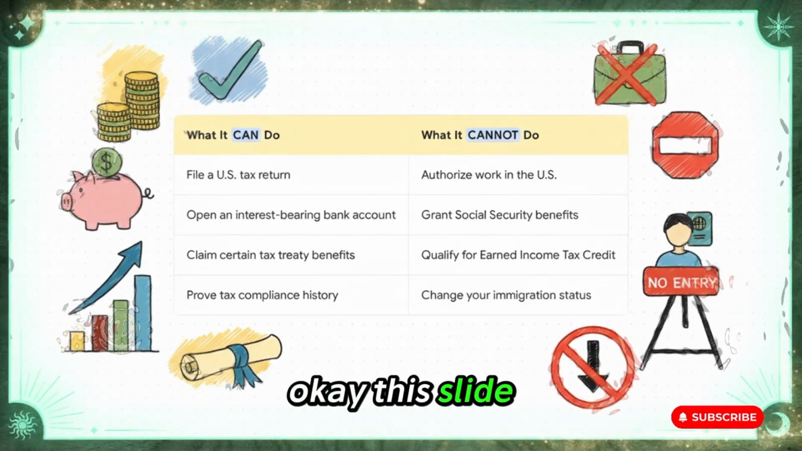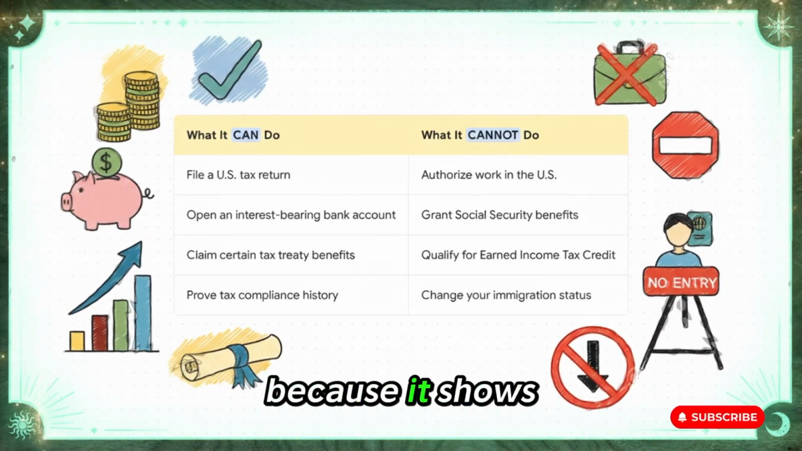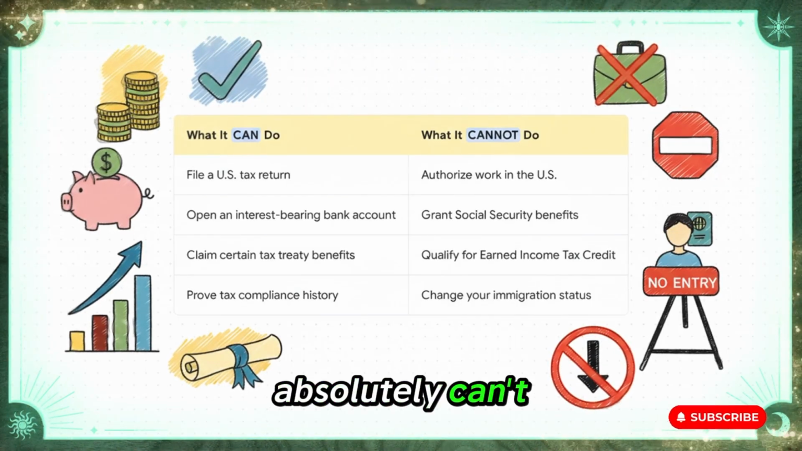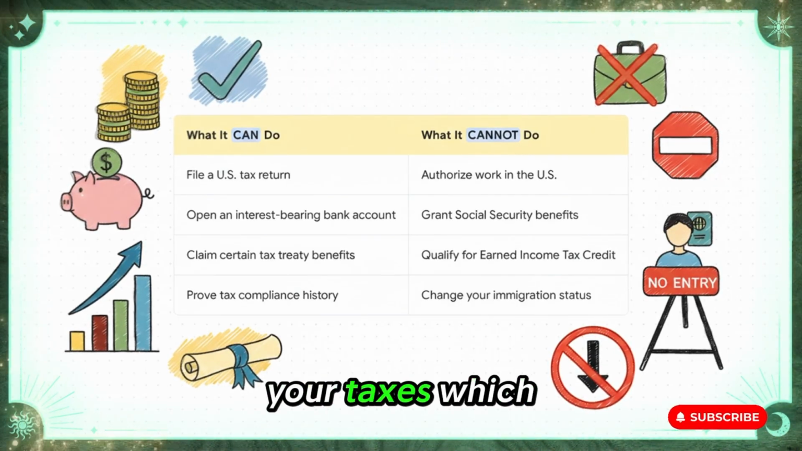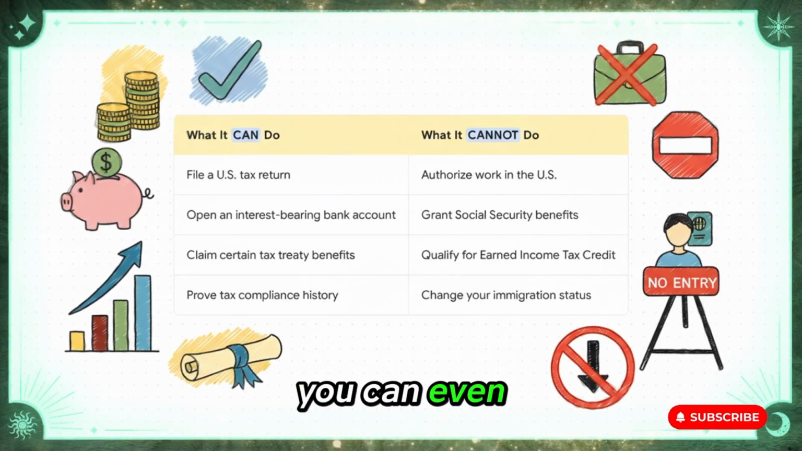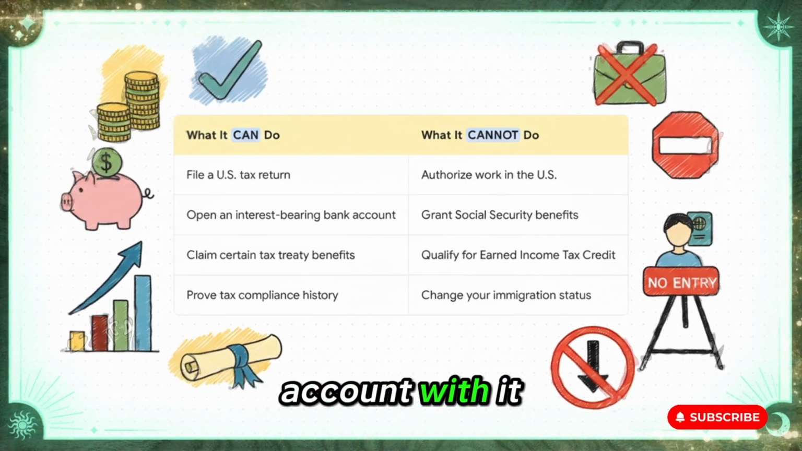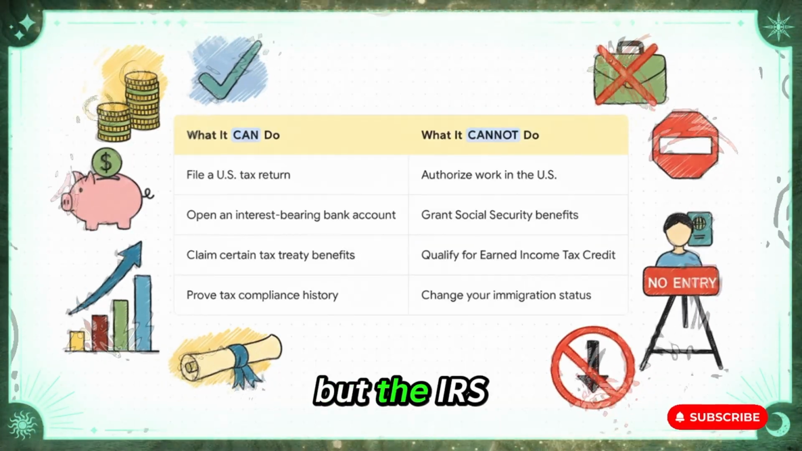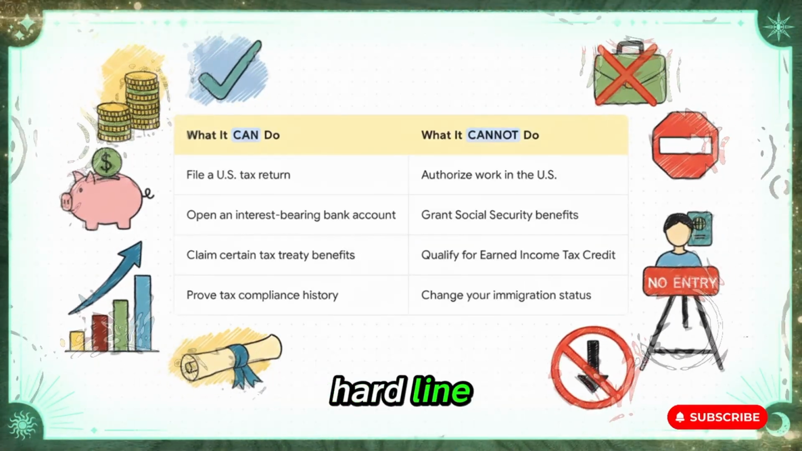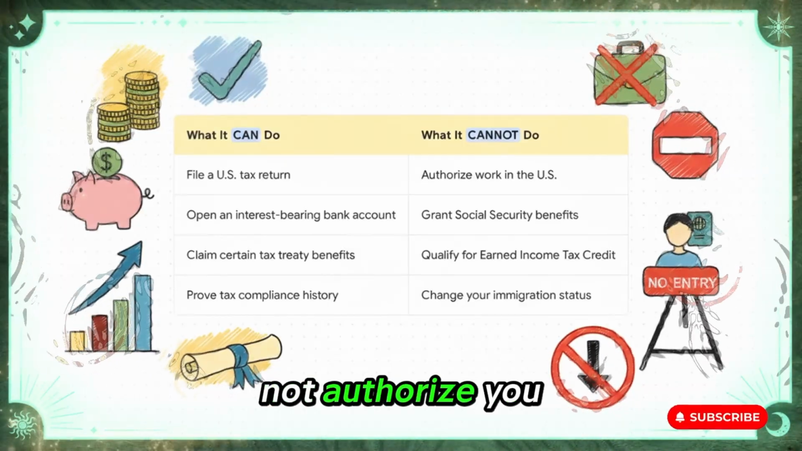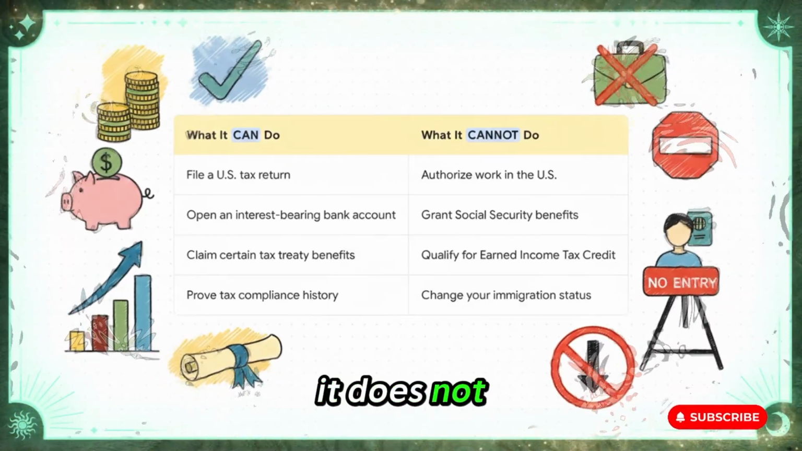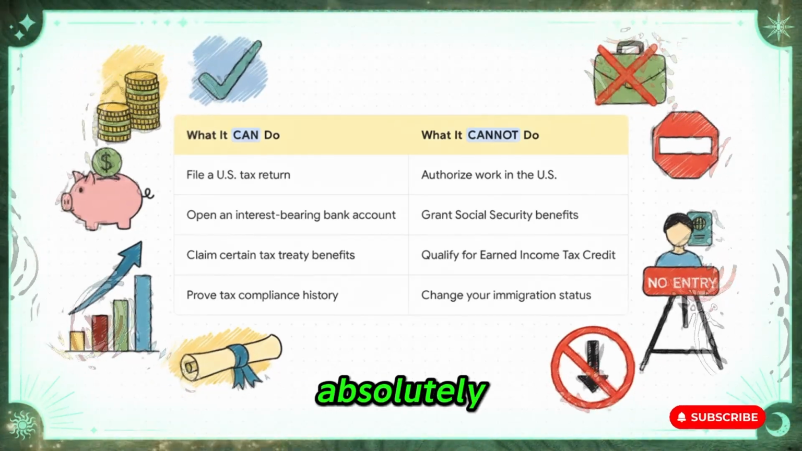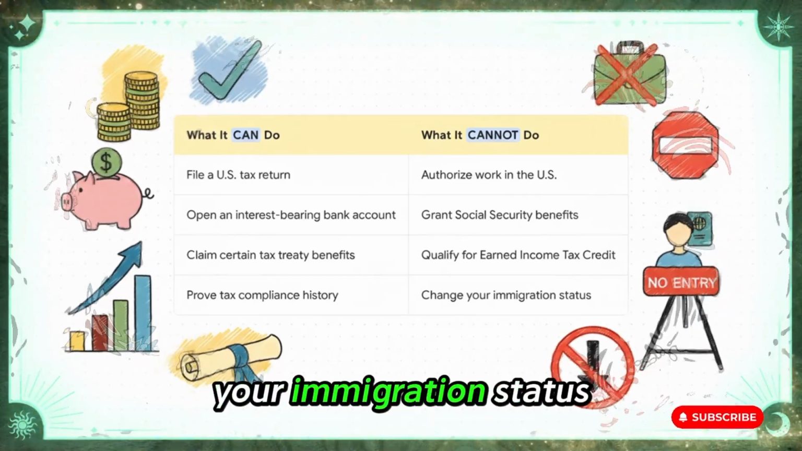Okay, this slide is so important because it shows you what an ITIN can do versus what it absolutely can't. You can file your taxes, which is its main job. You can even open an interest-bearing bank account with it and claim some tax treaty benefits. But the IRS draws a very hard line. An ITIN does not authorize you to work, it does not make you eligible for Social Security, and it has absolutely zero impact on your immigration status.